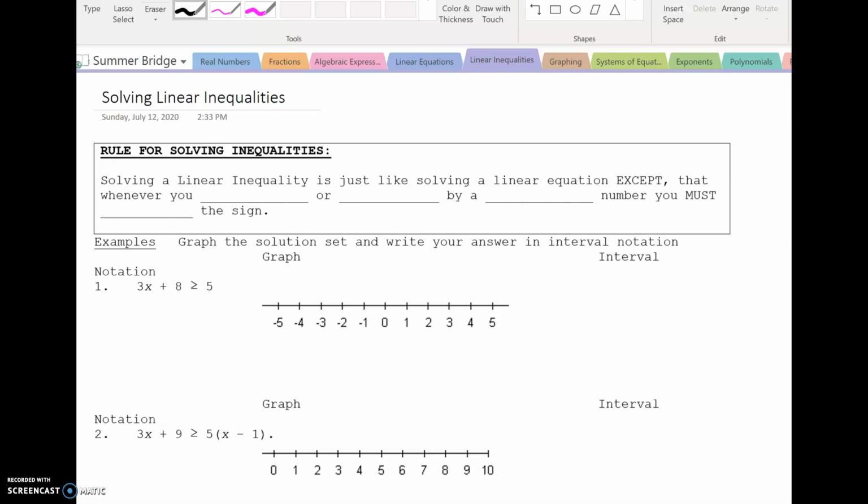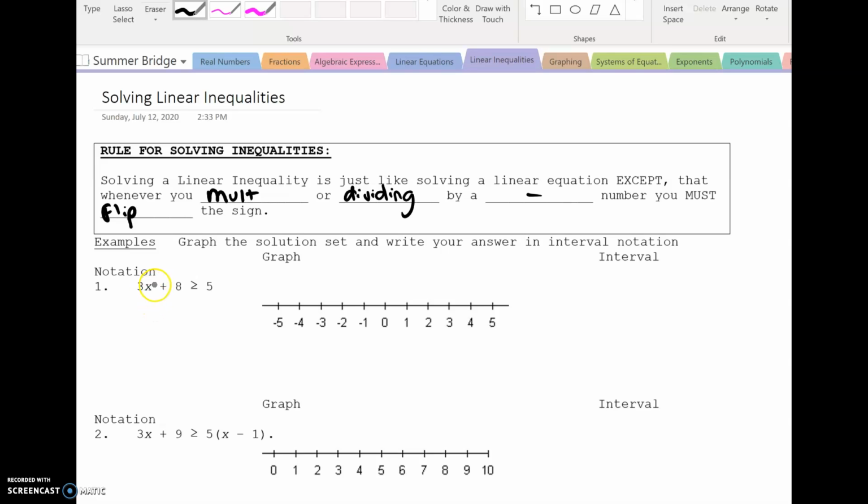Now, the only big difference is that with linear inequalities, whenever you are either multiplying or dividing by a negative number, you must flip the sign, okay? So we'll show you a couple of examples here. All right, and we're also going to graph the inequality, and then we're going to write it in interval notation.